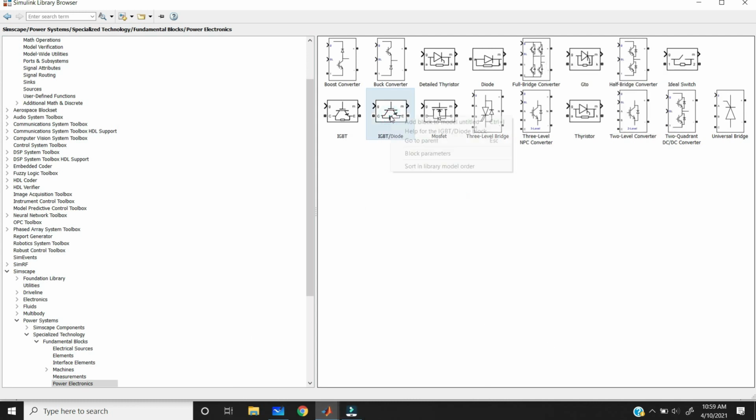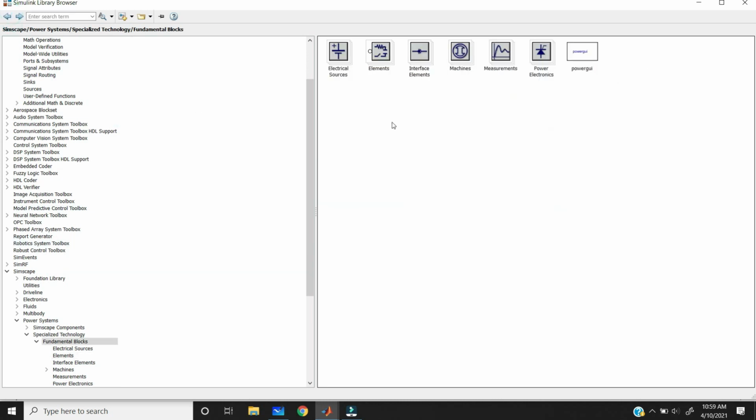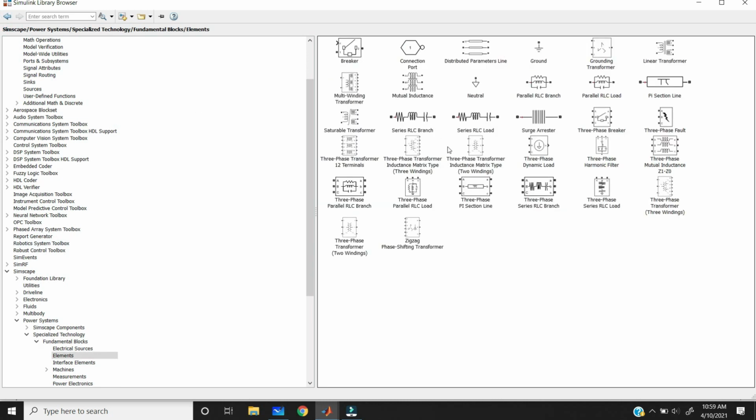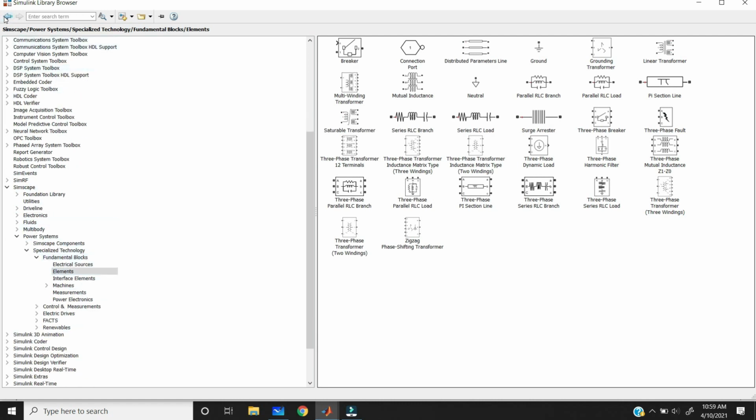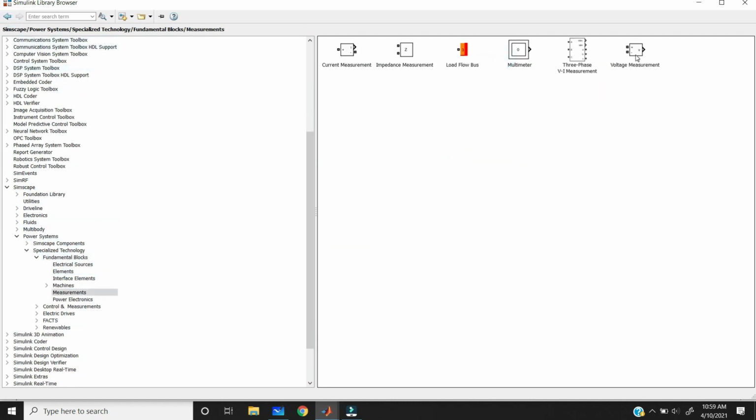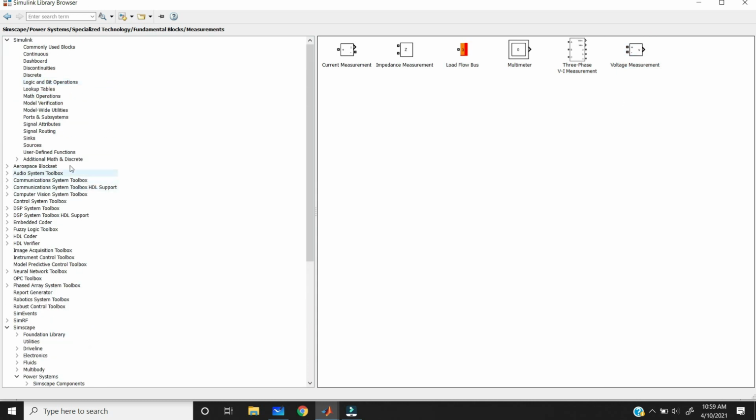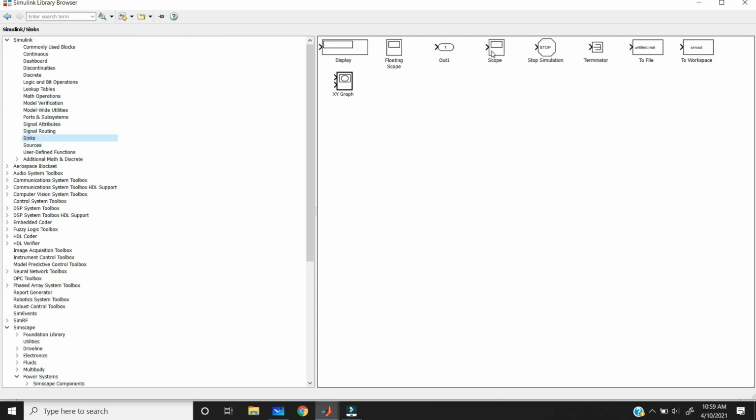Take IGBT with diode, and then we need a resistance. In Elements we can get the resistance. This is the combination of RLC, and afterwards we can separate the resistance only. Take this one. To measure the output voltage we need a voltage measurement, so go to Measurements and take the voltage measurement. To see the measured voltage in graphical format we need a scope. In Sinks you can get the scope to see the waveform in graphical format.